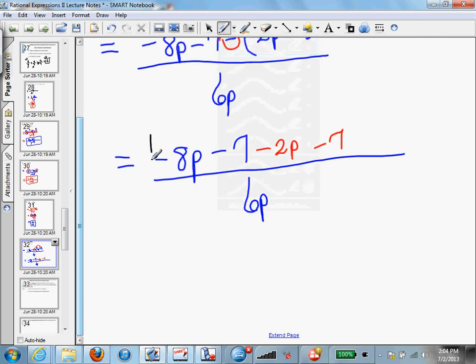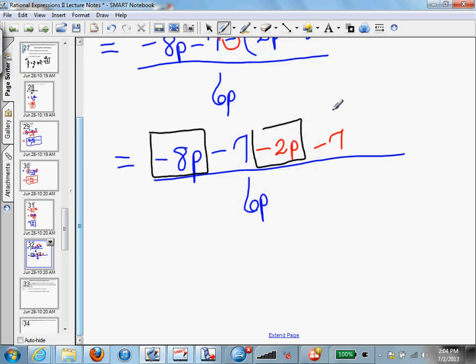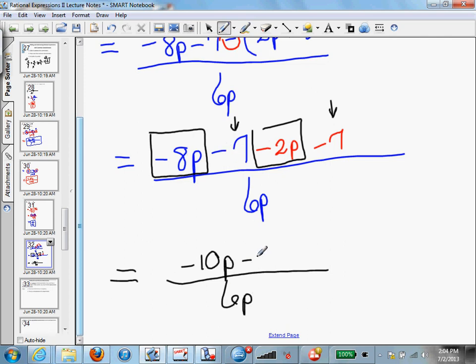Now combining like terms, everything that has a p will be boxed in a black square. So we have the negative 8p and the negative 2p, and notice that I will put an arrow above everything that is common to each other. So we have our fraction with 6p our common denominator on the bottom. So combining negative 8p and negative 2p will give you negative 10p, and then negative 7 minus 7 gives you negative 14.